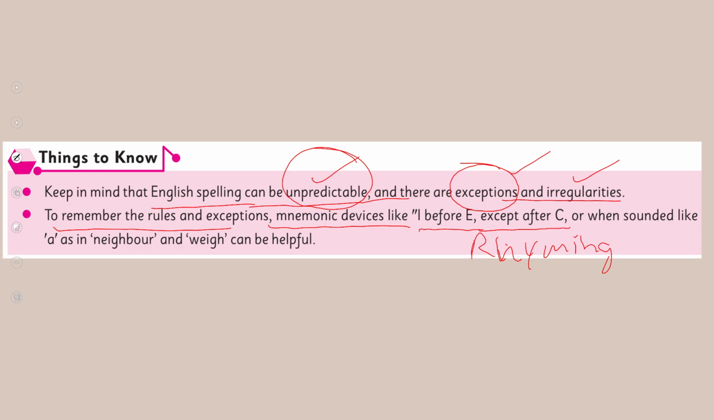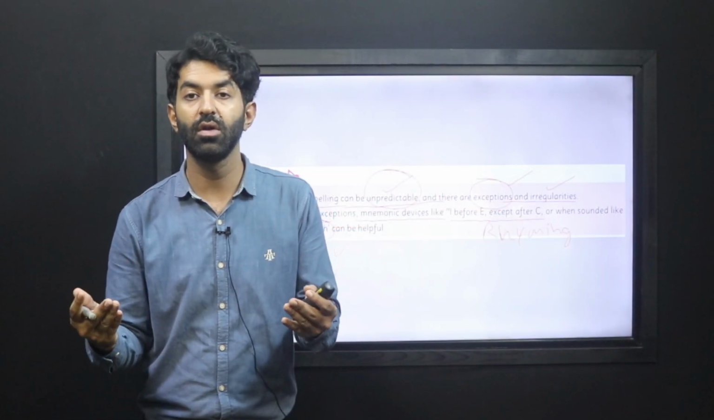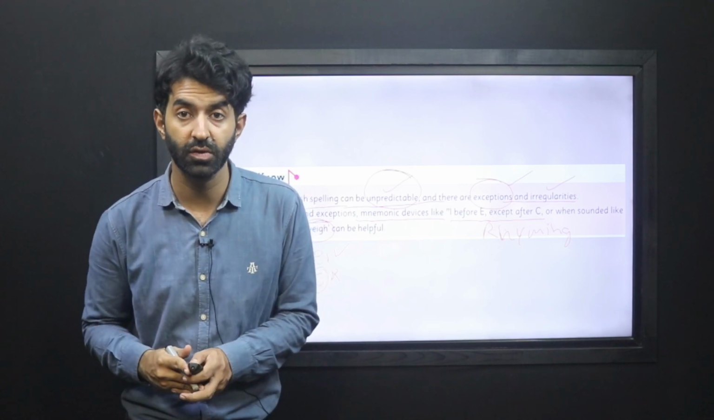Now, what is the exception? Neighbor. We have EI, but we don't have any C letter. Still, we are using the pattern of EI. This is an exception. In the word way, we are having this EI pattern. We don't have any C letter, but still we are using the EI pattern. So you can see that we learn a rule and then we learn the exceptions.